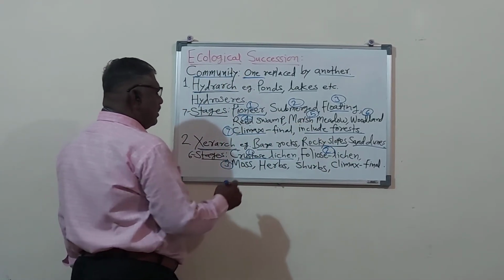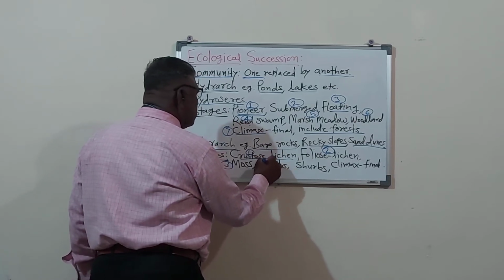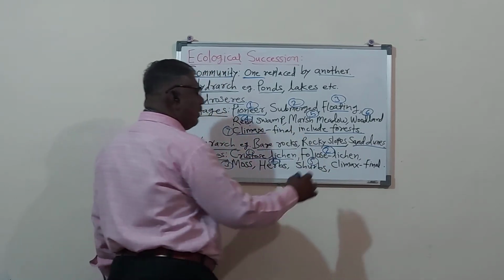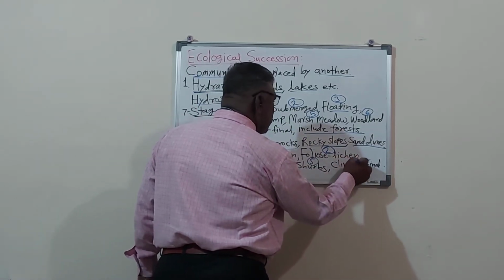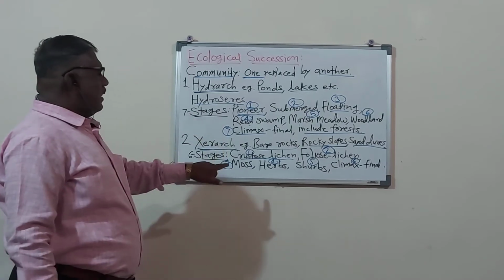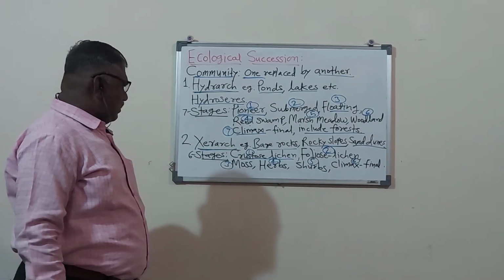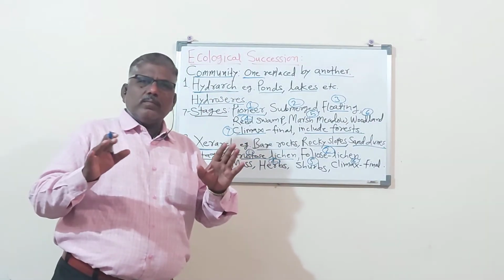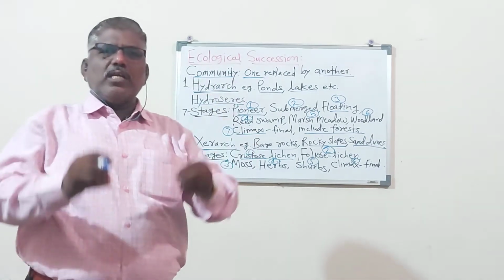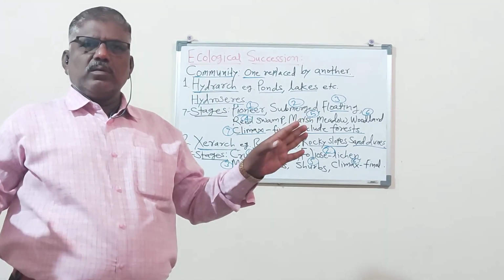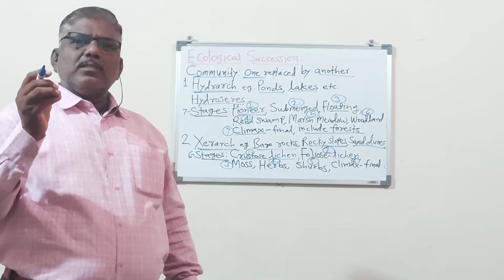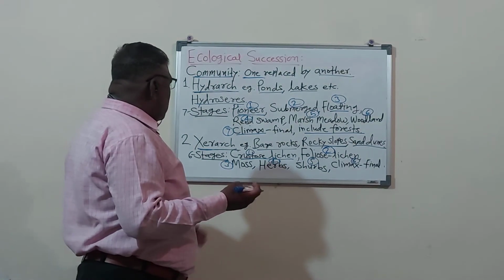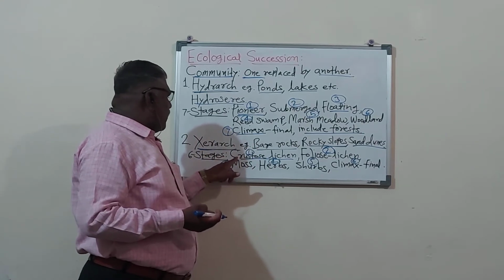moss stage, fourth one is called the herb stage, fifth one is called the shrubs and the final one is called the climax. Here in the xerarch there are only six stages. So first a big rock, in that rock nothing is there. Rain water is falling on that and flowing out. After some days, some soils are deposited on the rocks, and with that soil on the rocks the first community develops.